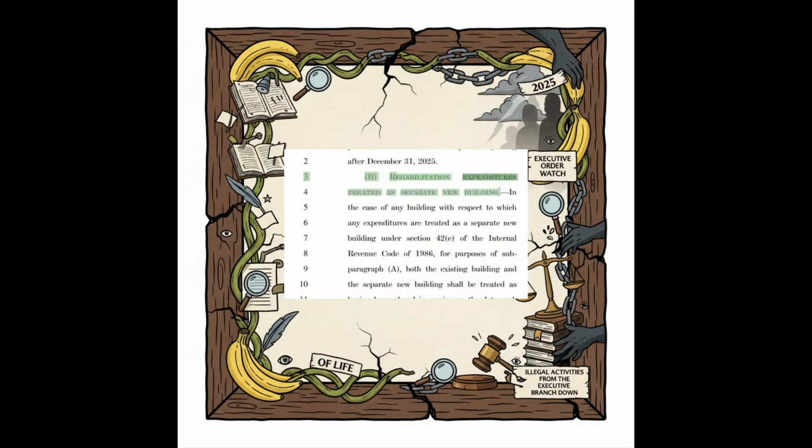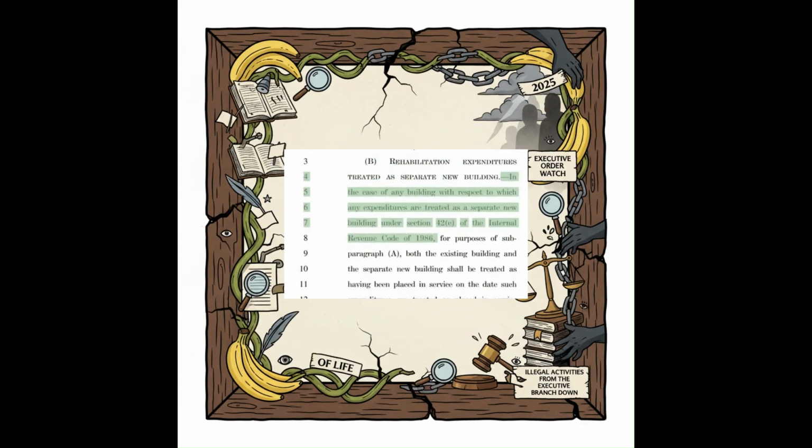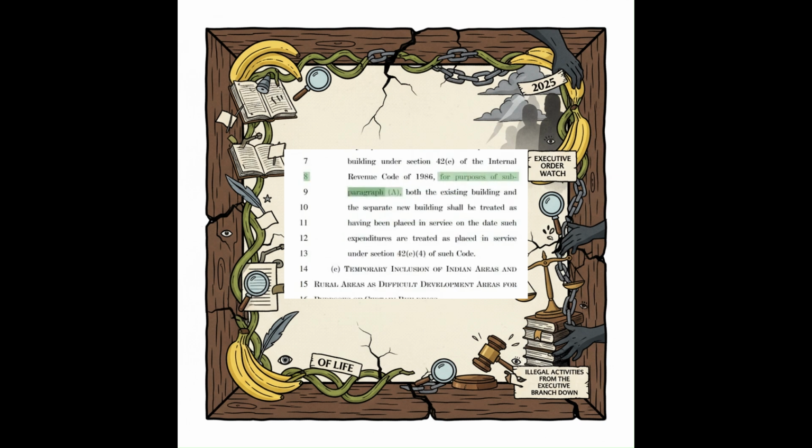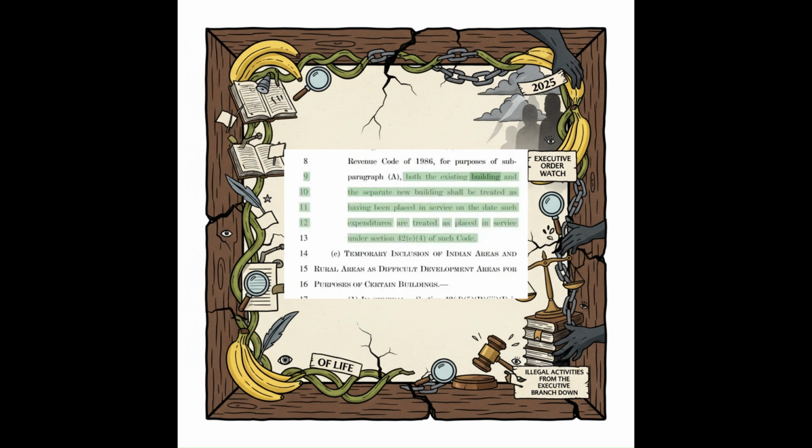Are rehabilitation expenditures treated as a separate new building? In the case of any building with respect to which any expenditures are treated as a separate new building under section 42 of the Internal Revenue Code of 1986, for purposes of the subparagraph, both the existing building and the separate new building shall be treated as having been placed in service on the date such expenditures are treated as placed in service under section 42 of such code.